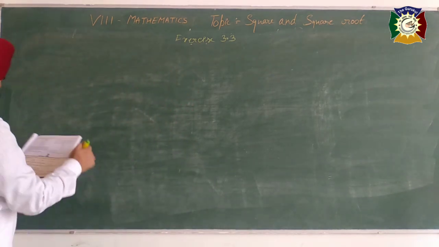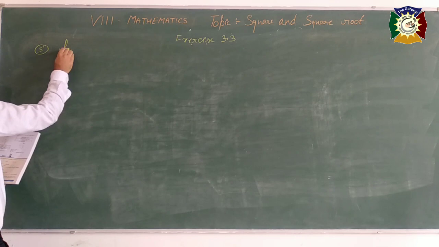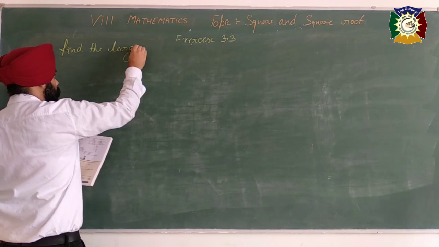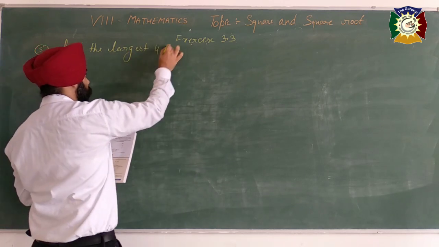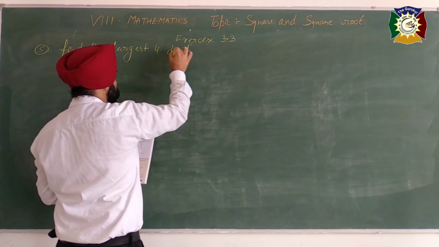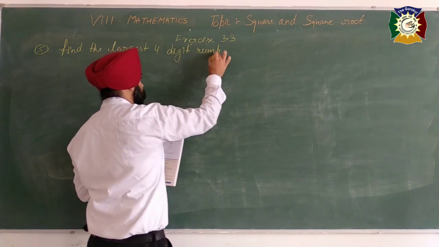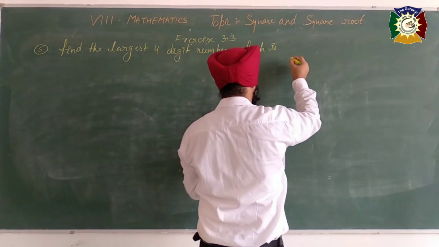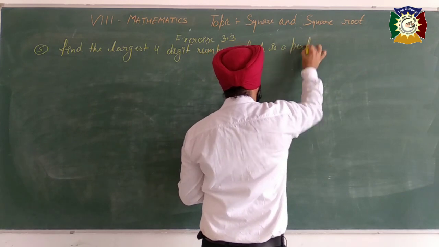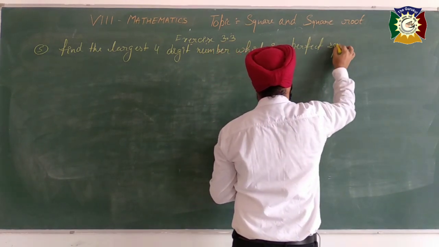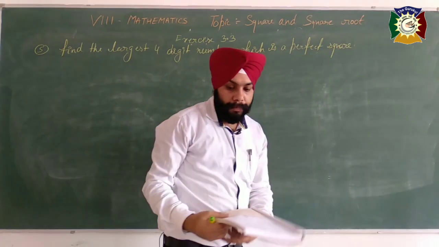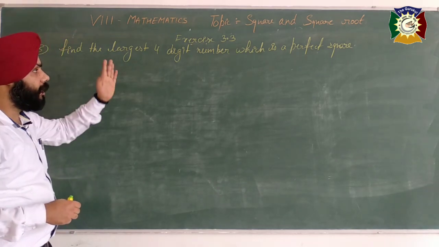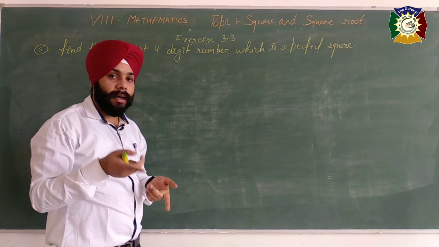Next, fifth question. We have to find the largest 4-digit number which is a perfect square. In the previous question we had to find the smallest 6-digit number. Now we have to find the largest 4-digit number which is a perfect square.